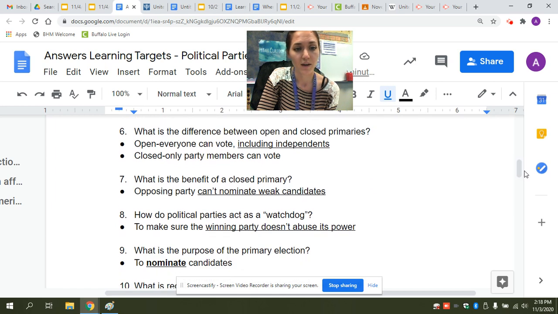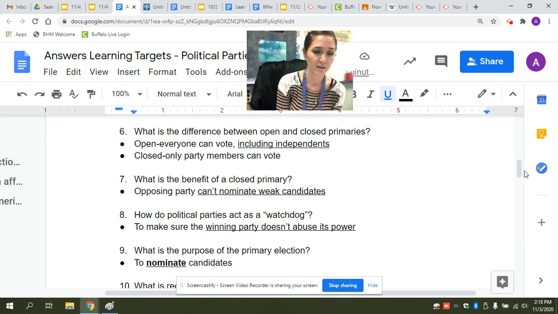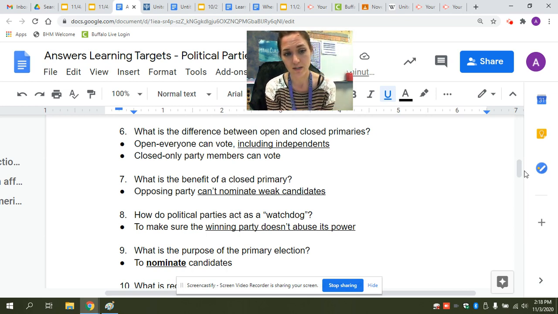Number six, what's the difference between an open and closed primary? In an open primary, anyone can vote. This includes independents. So independent voters aren't aligned with a specific party. So they really appreciate open primaries because it allows them to vote. Remember, in a primary, they're not voting for president, they're voting for the candidate they would like to represent their party in the presidential election. So not voting for the president yet. Before that election, we have these primaries, and they're choosing the candidates to run for that party.